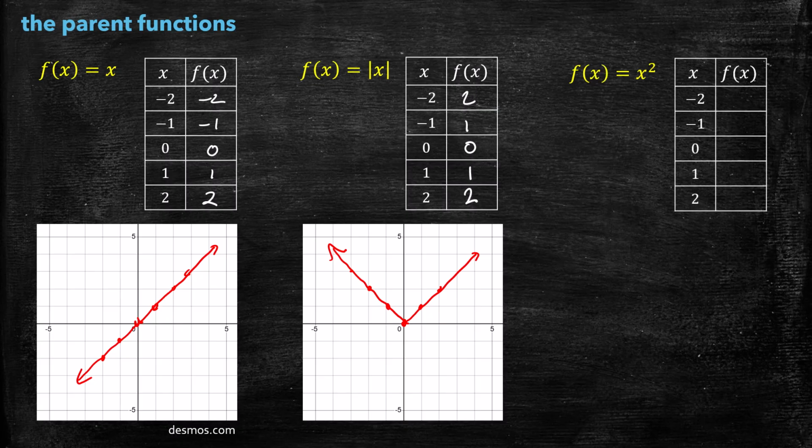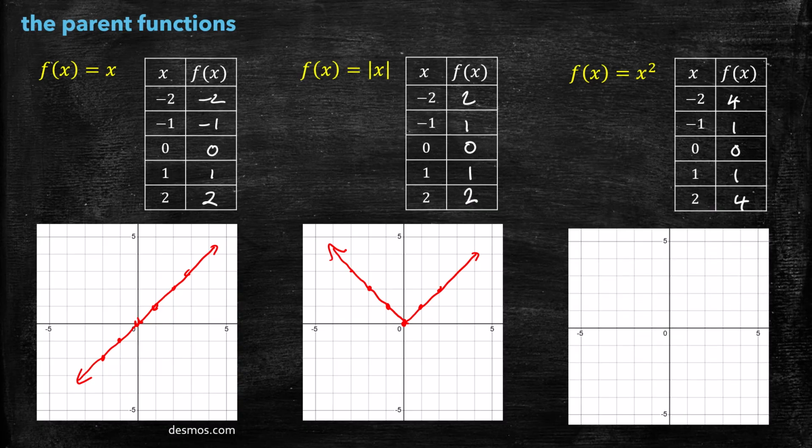Now, x squared, the parent of all quadratics. So 4, 1, 0, 1, 4. And if we graph that, you see that these 3 points here stay the same as for the absolute value of x. So if you didn't sketch enough points here, you might be fooled into thinking you connect with straight lines. That's why it's important to go 1 extra point on either side.